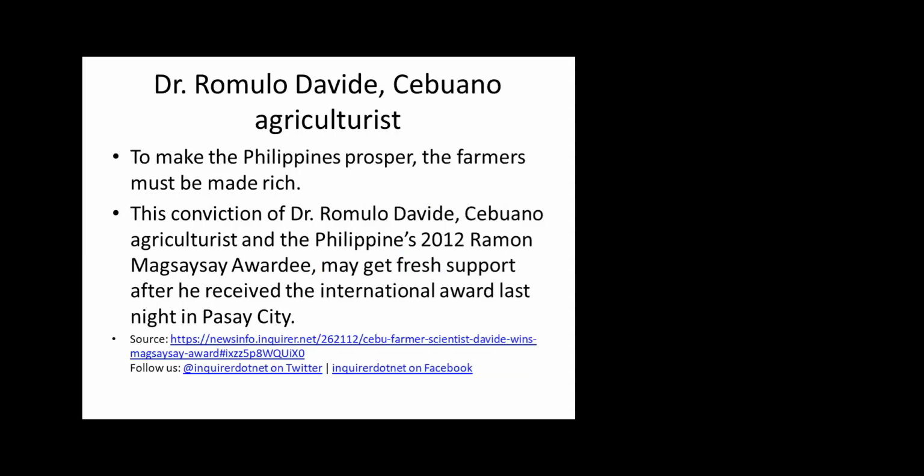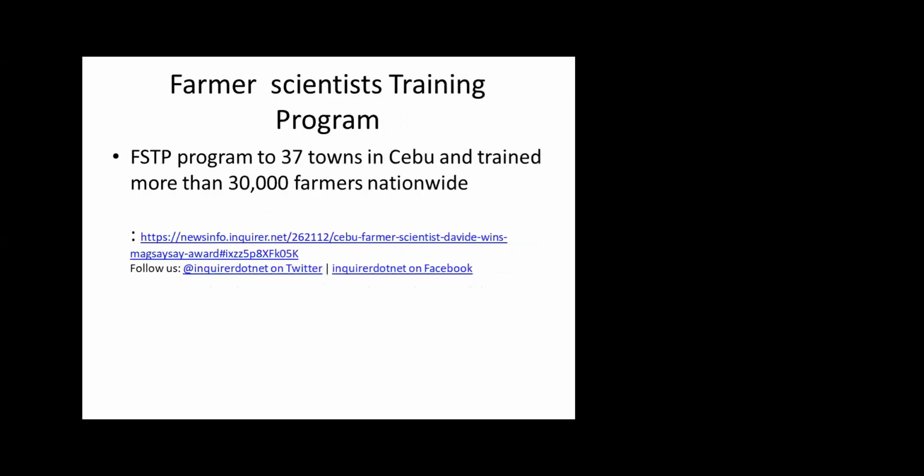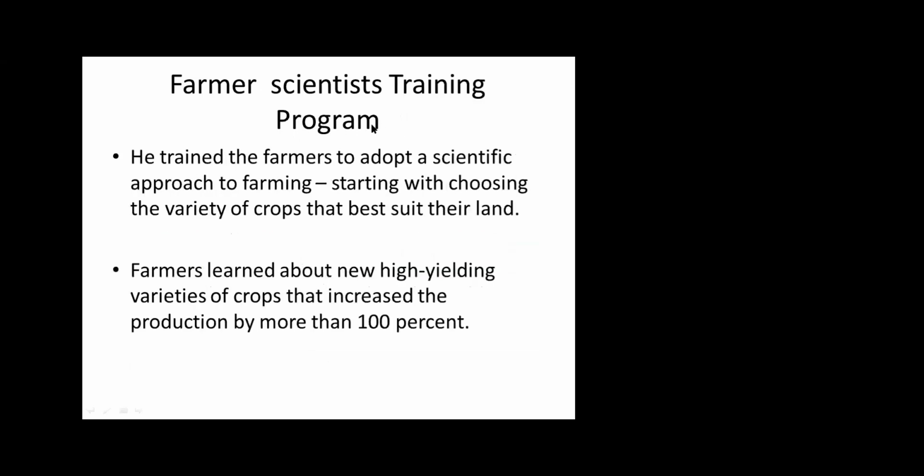This is the quotation. He said, to make the Philippines prosper, the farmers must be made rich. This conviction of Dr. Romulo Davide is Cebu is a province in the Philippines. He's a Cebuano agriculturist and the Philippine 2012 Ramon Magsaysay awardee. Get support after he received the international award last night in Pasay City. He developed this. He made farmers scientists. He trained farmers to adopt a scientific approach to farming. So that's what he did.